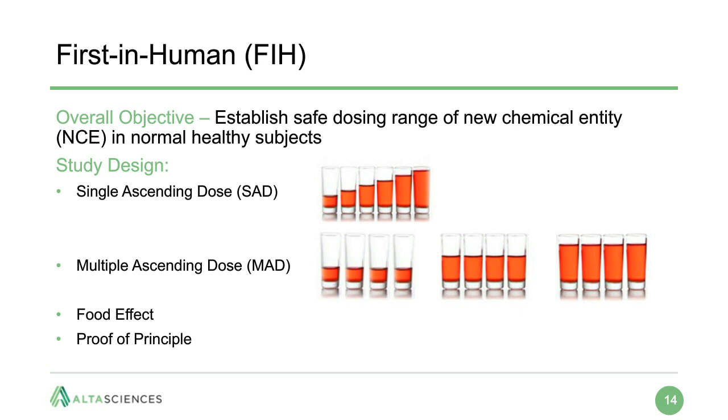Now, more and more sponsors are now combining other objectives into the first-in-human study. For example, studying the effect of food on drug bioavailability, or making cardiac safety assessments, which I haven't listed here. A proof of principle component can also get some preliminary evidence of efficacy in a small cohort of patients, and sometimes this is also integrated into these studies.